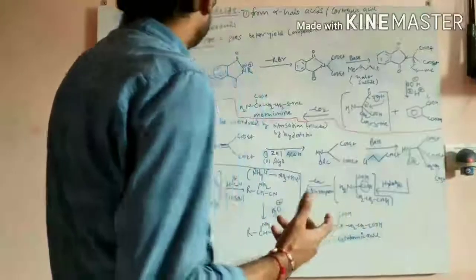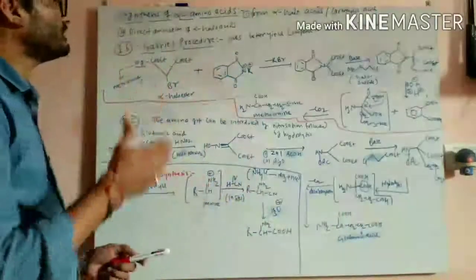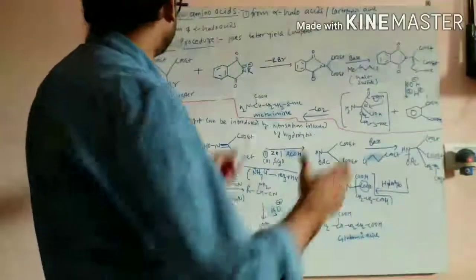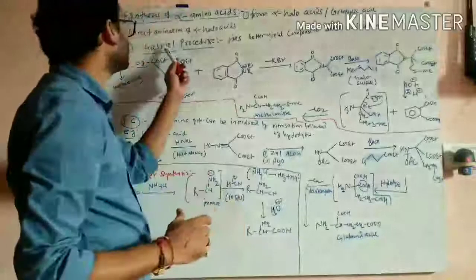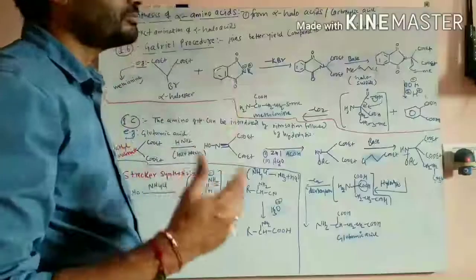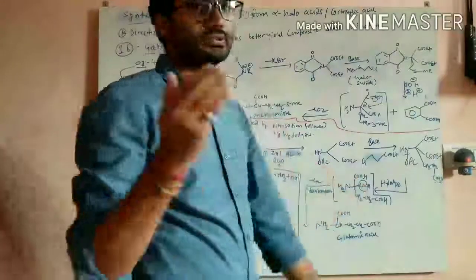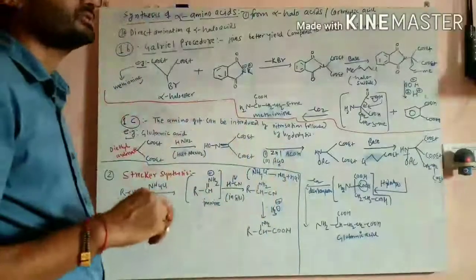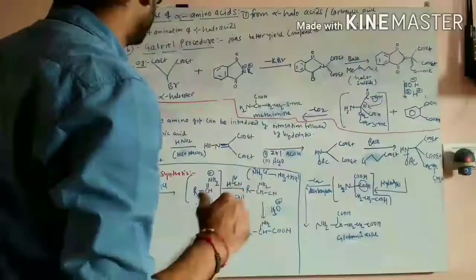So this method was further modified by Gabriel. This is known as the Gabriel procedure. It gives a better yield compared to the direct reaction, that is, the first reaction which we have discussed.